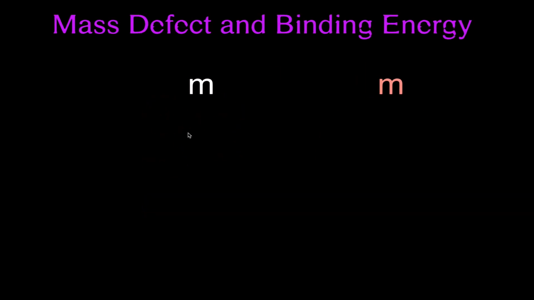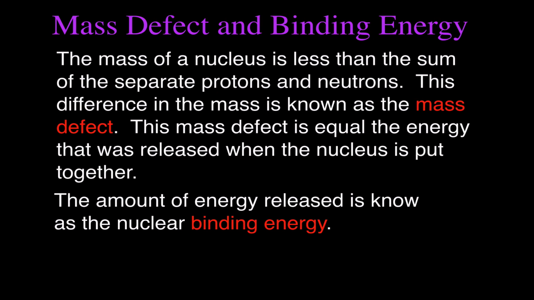All right, so you lose some mass and you convert that mass into energy. So the mass of a nucleus is less than the sum of the separate protons and neutrons. This difference in mass is known as the mass defect. This mass defect is equal to the energy that is released when the nucleus is put together.